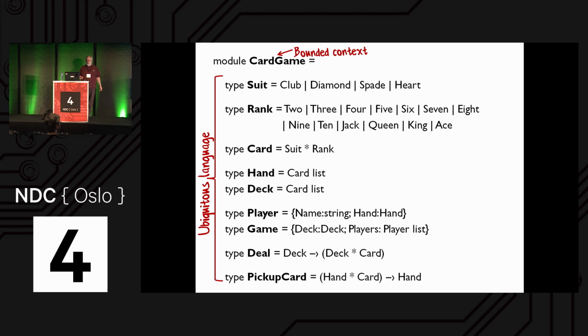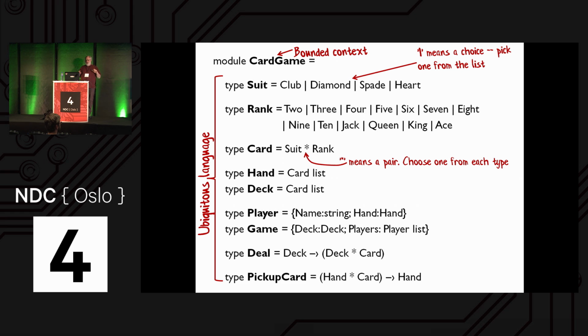So this is F# code. So let me explain it to you quickly. So the vertical bar means a choice. So a suit is a club or a diamond or a spade or a heart. A rank is a 2 or a 3 or up to an ace. A card is a pair, so that little thing means a pair, and we'll see why we use multiplication to mean a pair. So a card is a pair of a suit and a rank. A hand is a list of cards. A deck is a list of cards. A player is a name plus a hand. And a game is a deck plus a list of players. The list type is built into F#, it's very nice.